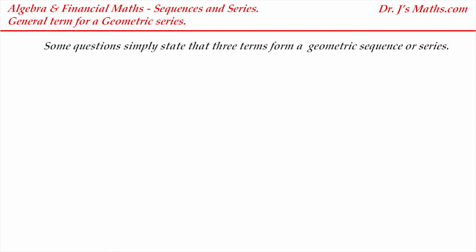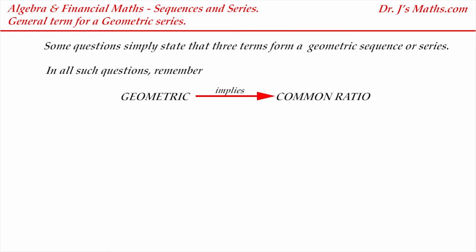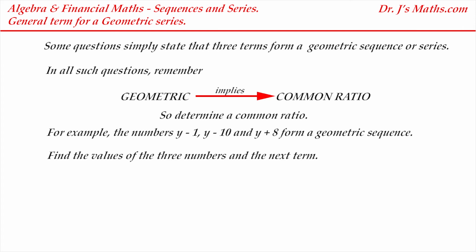Some questions simply state that we have 3 terms and we're told that they form a geometric sequence or series. In all such questions, remember that if it's a geometric sequence or series, that implies there's a common ratio. So the question's simply saying, hey, you determine the common ratio. For example, we might be given the numbers y minus 1, y minus 10, and y plus 8, and we're told that these form a geometric sequence. So find the values of the first 3 terms and the next term.